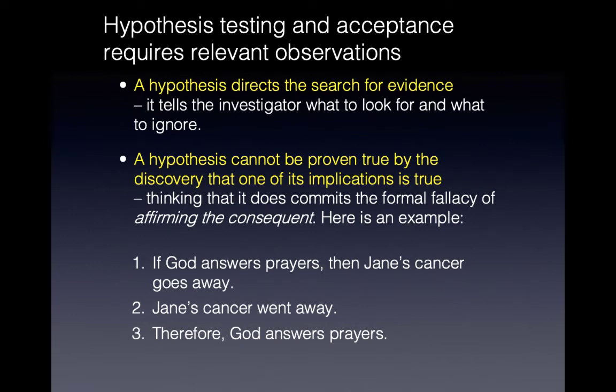Hypothesis testing and acceptance requires relevant observations, not merely related, but relevant to whether or not the hypothesis is consistent with observations. So a hypothesis directs the search for evidence. It tells us, the investigator, what to look for and what to ignore. A hypothesis can't be proven true by the discovery that one of its implications is true. We don't prove sugar makes kids hyper by feeding kids sugar and then seeing hyperactivity. We need to see a difference in hyperactivity levels between those fed sugar and those not. And it can't be just parents observing, of course, because parents are hopelessly subjective, biased observers.